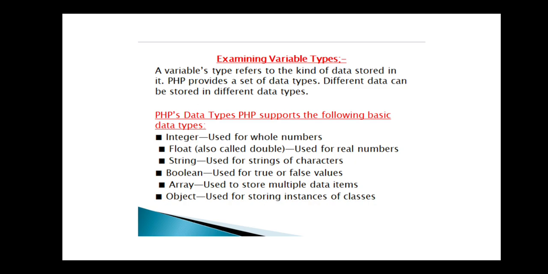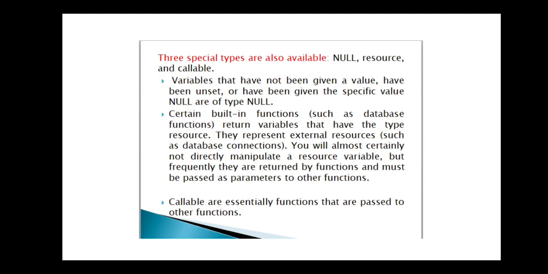Okay. So PHP supports the following data types: integer used for whole numbers, float used for real numbers or doubles, string used for strings of characters, boolean used for true or false values, arrays used to store multiple data items, and object used for storing instances of classes. Okay, so these are some of the important data types. There are also three special types available in PHP, that is null, resource and callable.